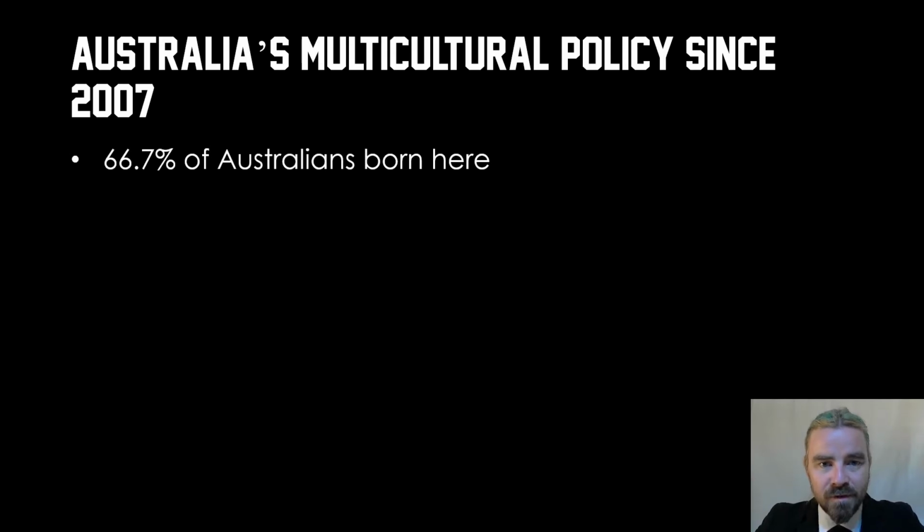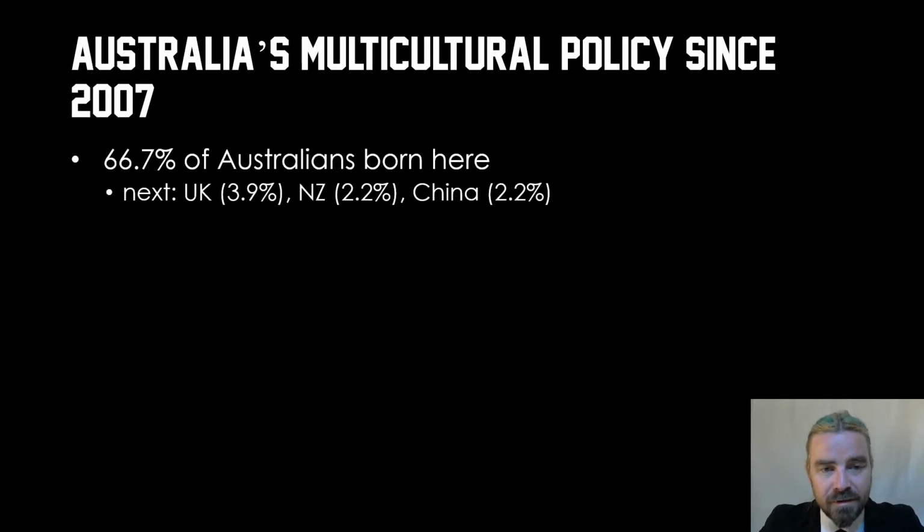So, Australia's multicultural policy since 2007. Now, in our last lesson, we looked at the 4 principles that that policy was based on. So, 2/3 of Australians are born in Australia. The next 3 biggest places: UK, there's 3.9%, New Zealand and China both have 2.2%.